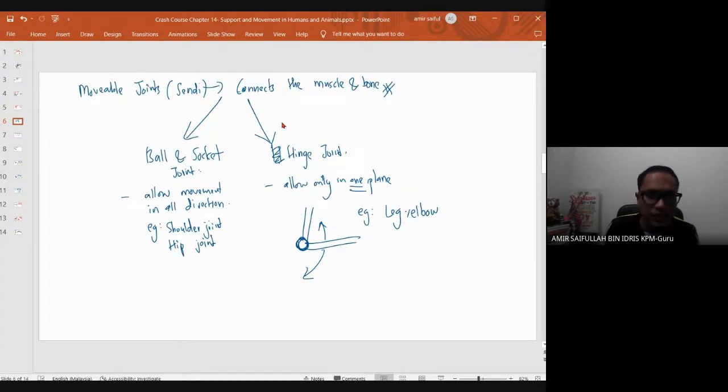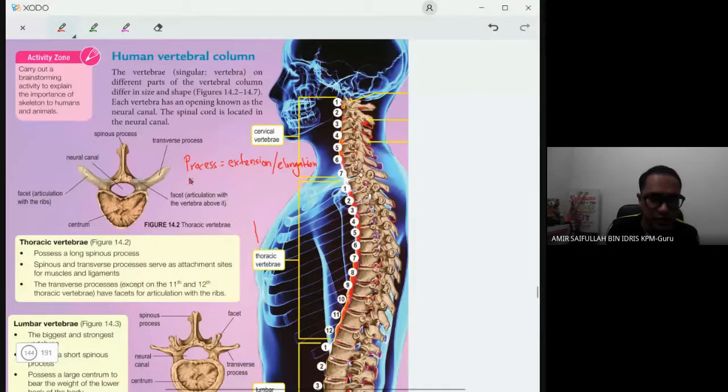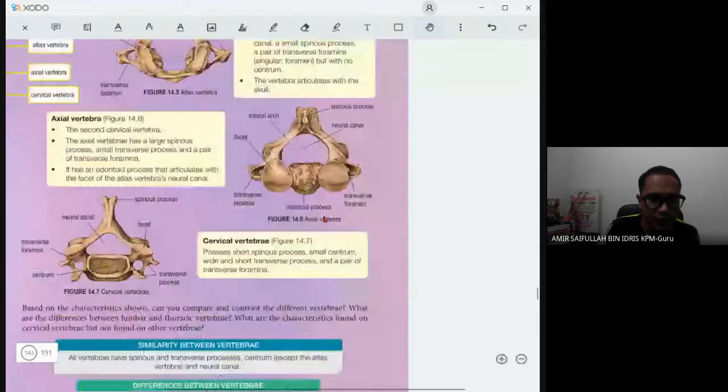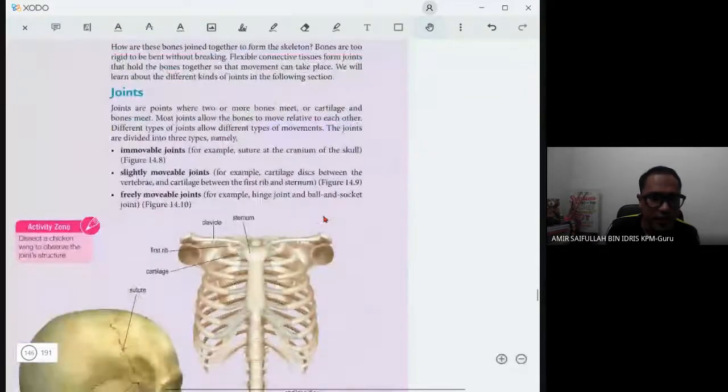Okay, next we go back to the textbook. You can copy the notes later. In the PowerPoint, we can copy later. So basically, these are all the same thing which I explained just now. Okay, now we go to joints.